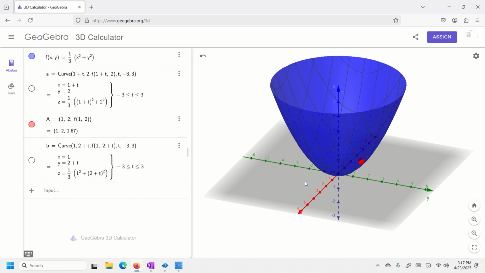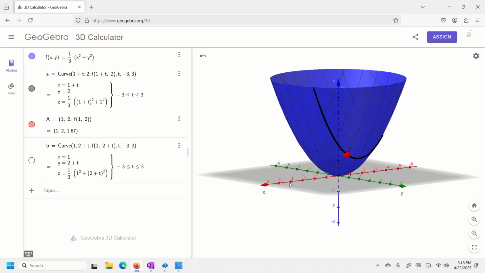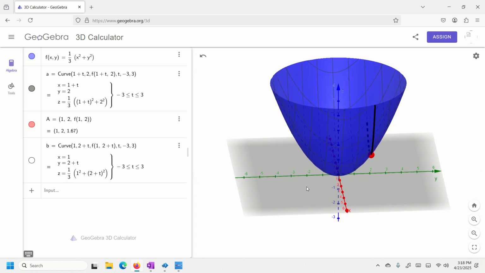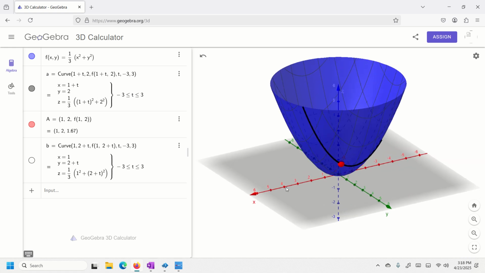Consider if I were to keep the y value constant and allow the x value to change, then you would be looking at this collection of points on that graph. So again, the black points are the collection of points where the y value is constant and the x value is allowed to change.